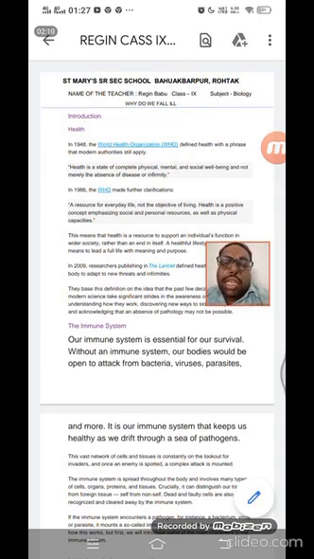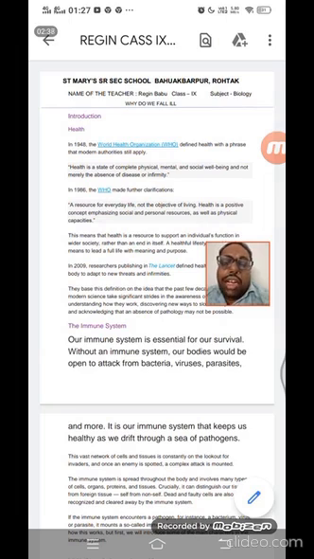So according to WHO, what does health mean? This definition was given by WHO in 1948, soon after the end of the Second World War, three years after it. Health is a state of complete physical, mental, and social well being, and not merely the absence of disease or infirmity. That is the definition given by the World Health Organization.